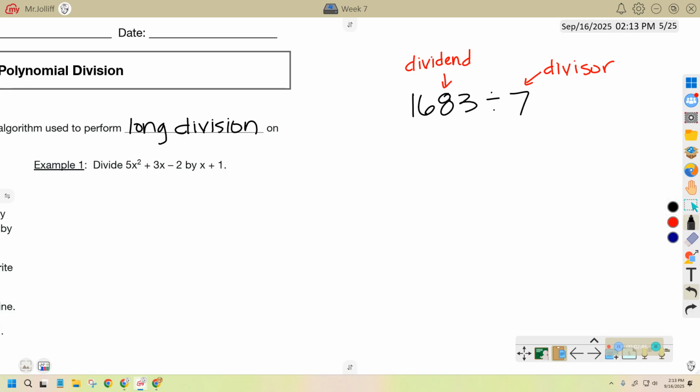I want to write this as a long division problem. And the question is, where does the dividend go? Inside or outside? Inside. Divisor goes outside, dividend goes inside.